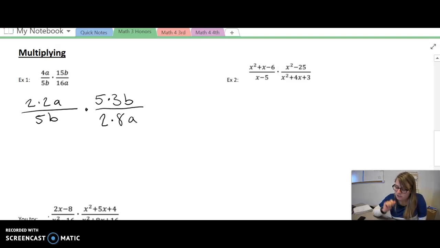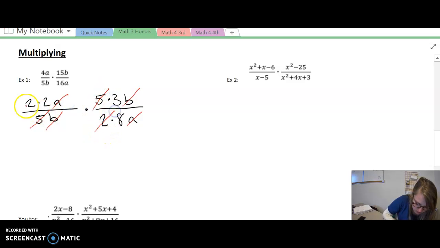And the reason we're doing this is so that we can cancel things out before we even multiply. This will make our lives so much easier. So if we look at this, I can see that my a's will cancel, my b's will cancel, 5 will cancel, and 2's will cancel. So I'm left with 2, 3, and 8.